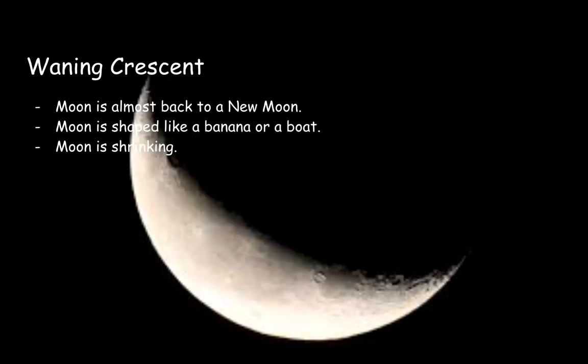Finally is the waning crescent moon. In this phase, the moon is shaped like a banana or a boat. The light on the moon is shrinking as the cycle starts over and goes back to a new moon.